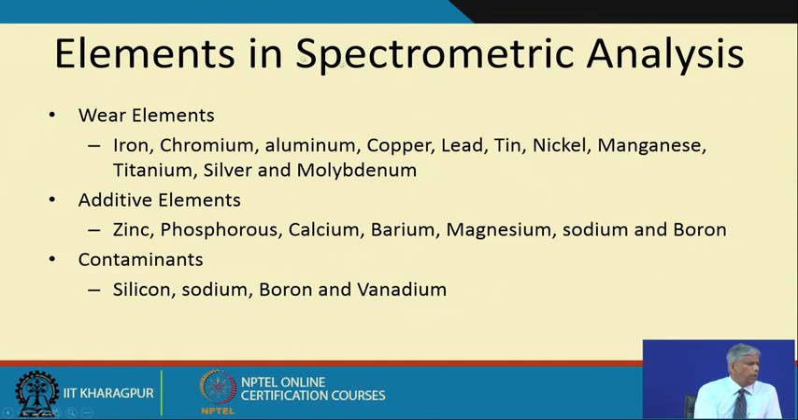So, some of the elements in spectroscopy analysis we must know beforehand: these are the typical wear elements which we will find in any oil sample, and some of these additive elements are used because of the composition, and then the contaminants, silicon being the most, sodium and so on.